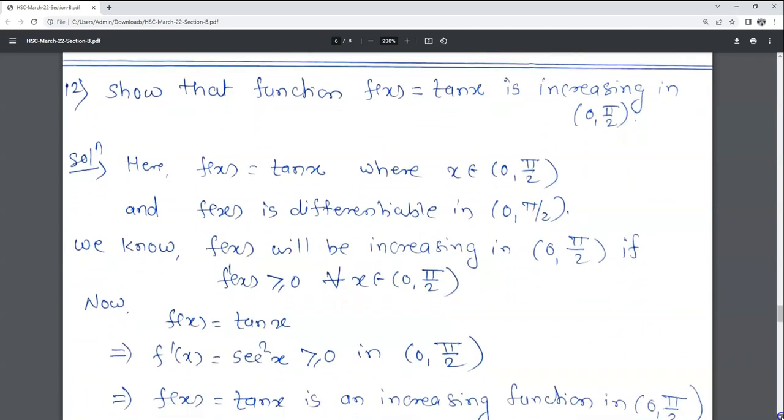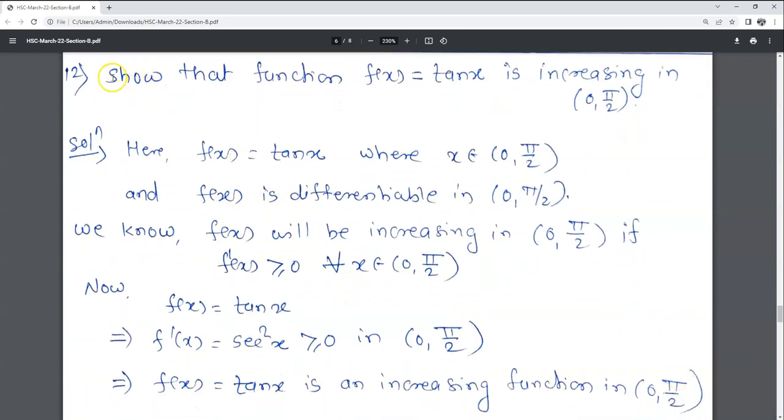Now the next example. Next example is what? Show that the function f of x is equal to tan x is increasing in 0 pi by 2. See, now here there is a formula. You should basically know the statement. A function f of x is increasing on a certain interval. It can be any interval a b. When is it increasing?